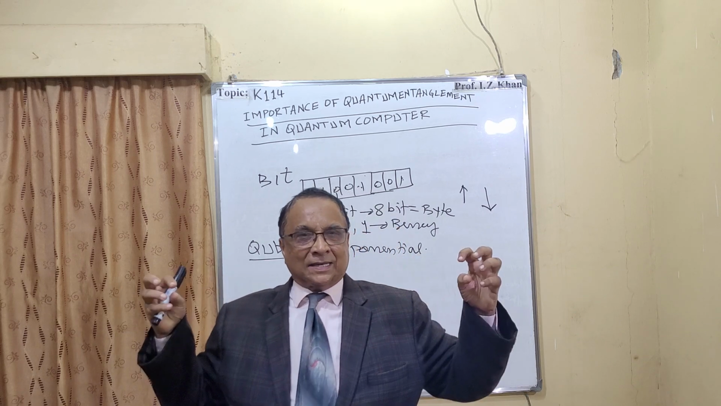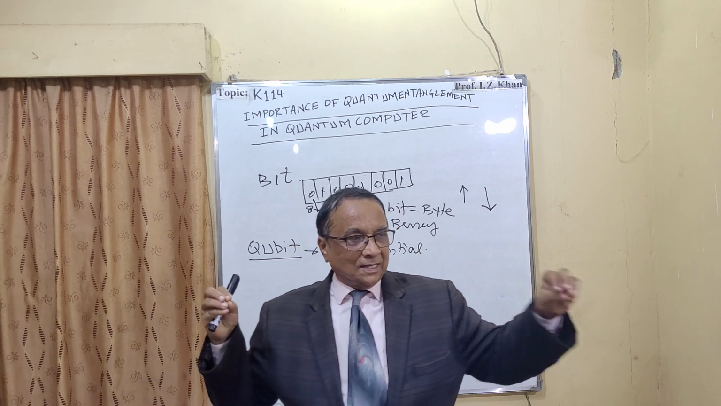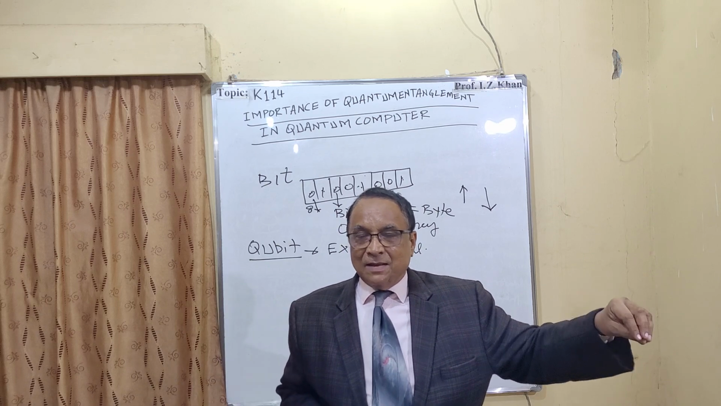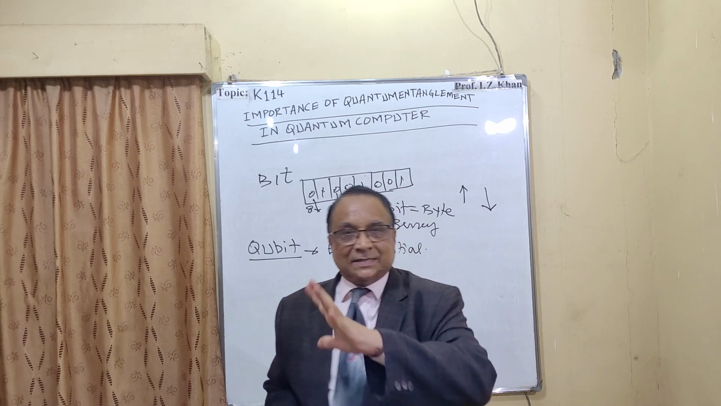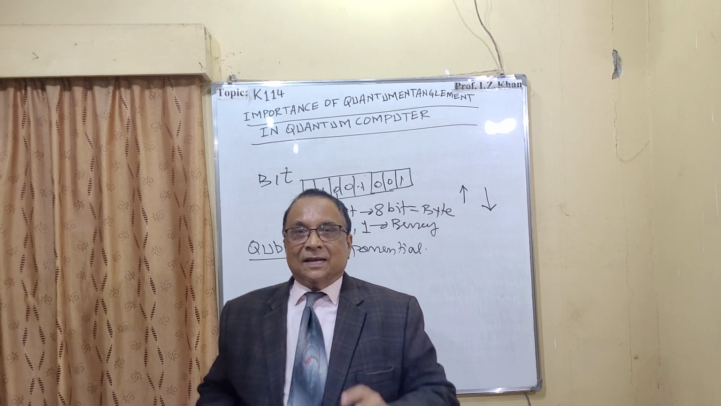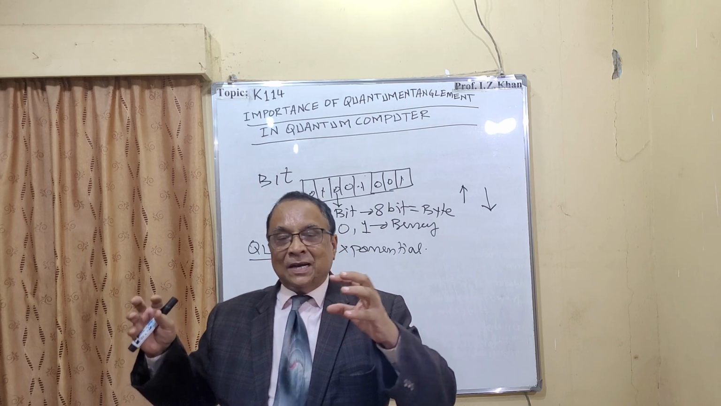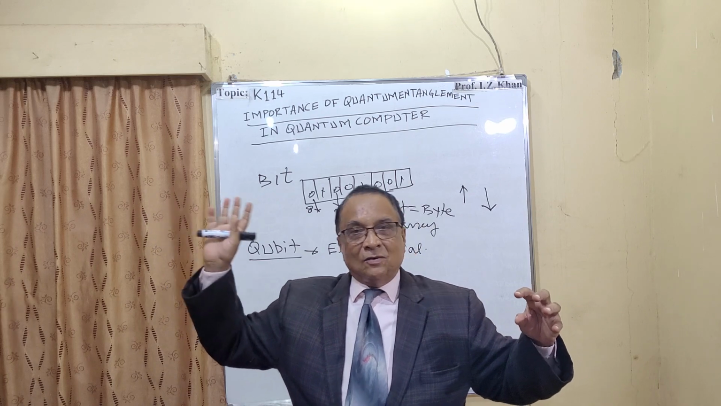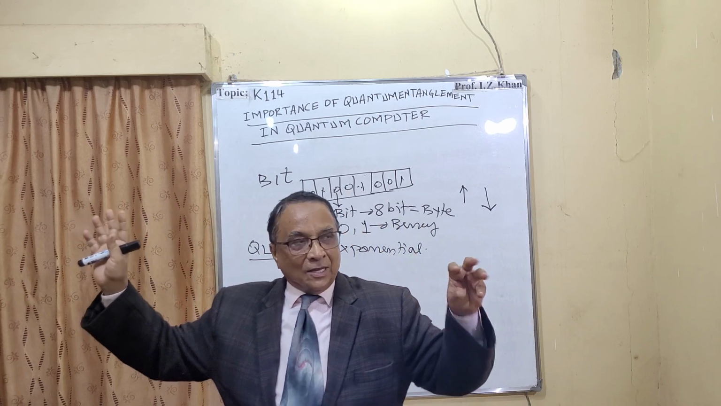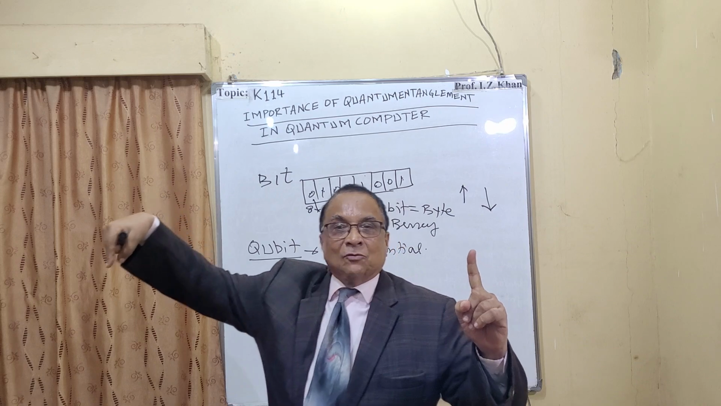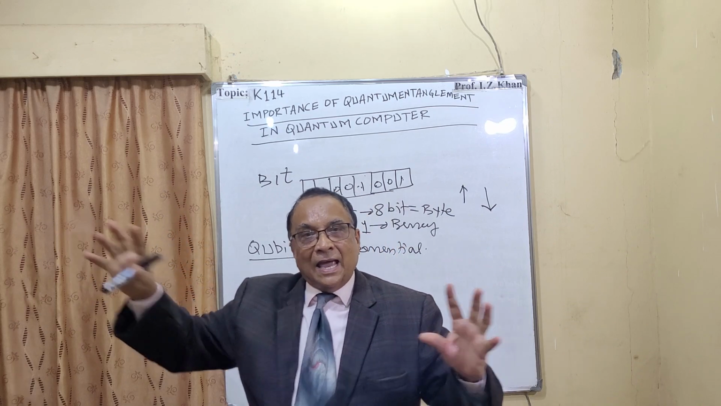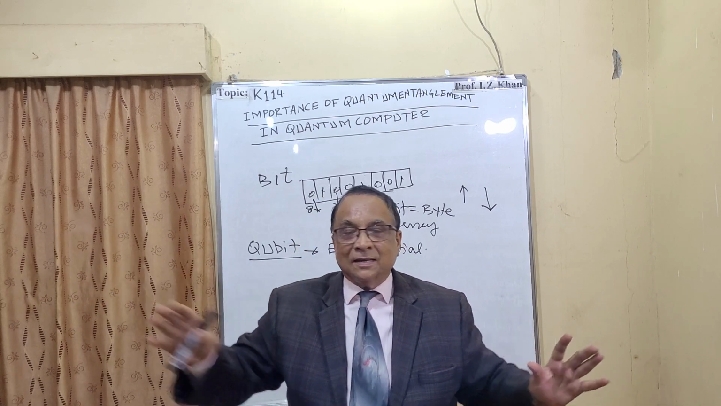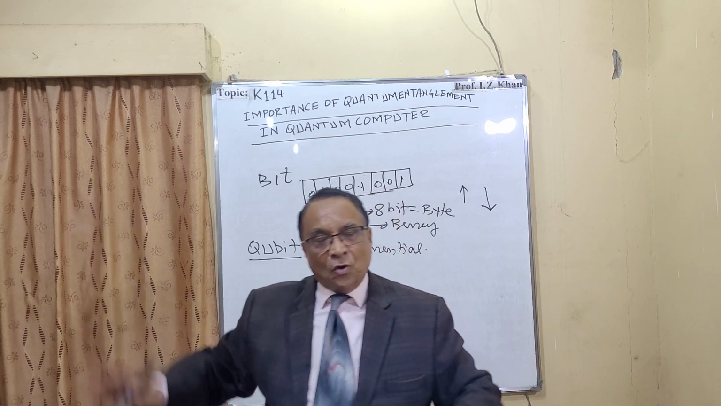Entanglement means two particles from the same source. If the two particles are separated, their entanglement will be such that wherever they are, even if one is 1 billion light years away, if one is clockwise, the other will be anticlockwise. And with this entanglement, the information will flow.